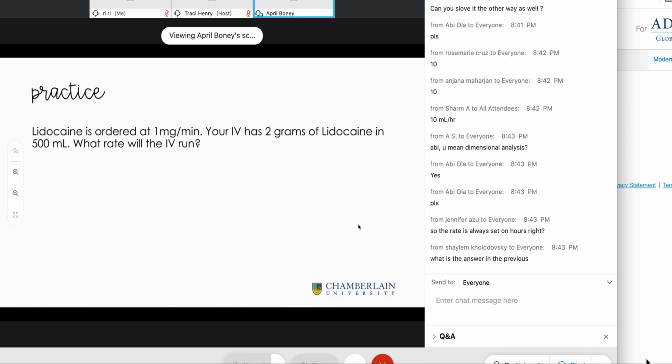So Jennifer asked, I saw that, sorry, is the rate always in hours? If it's asking you to put it in an infusion pump, yes, that's milliliters per hour.